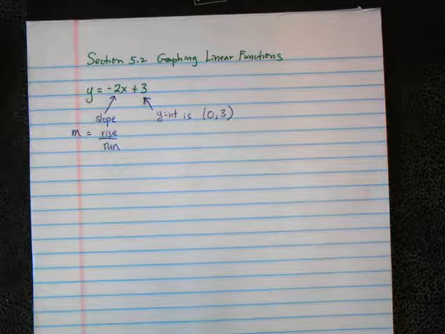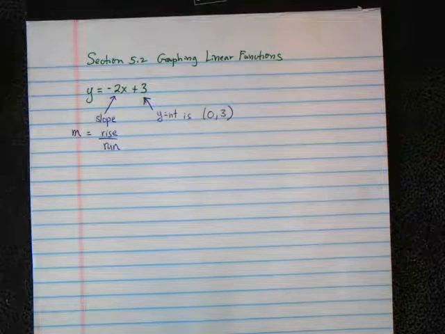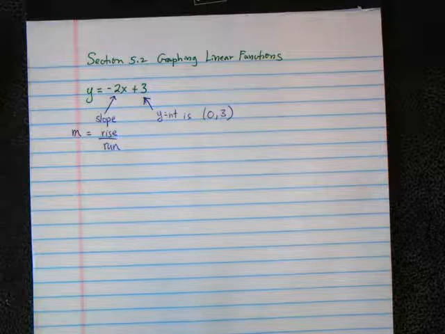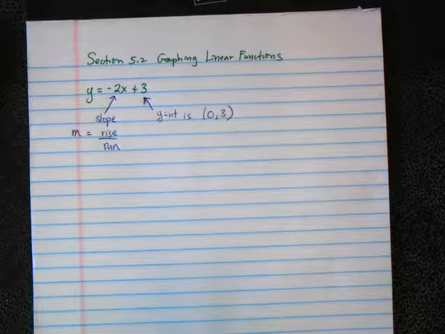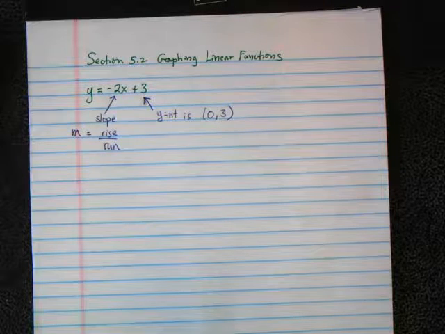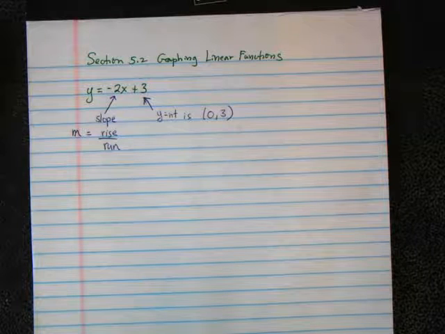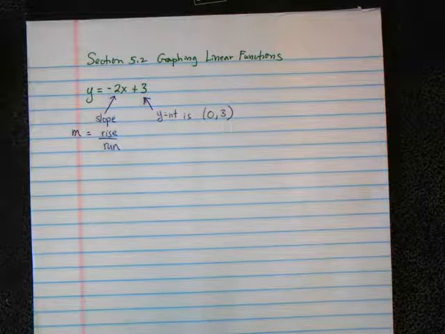When does the line go upward? When the slope is positive. So the slope tells you direction, upward or downward. Increasing or decreasing are the fancy math words that we use. The other thing the slope tells you is how steep the line is.